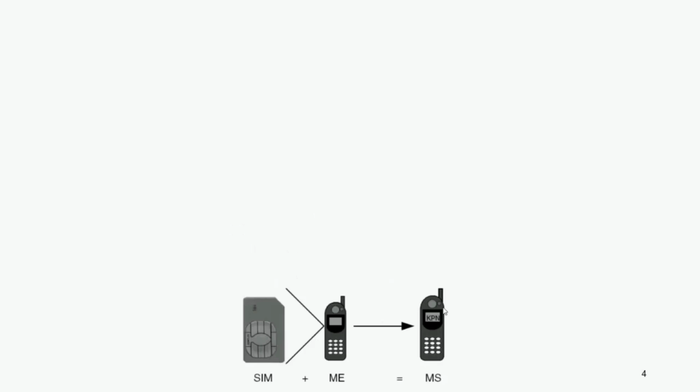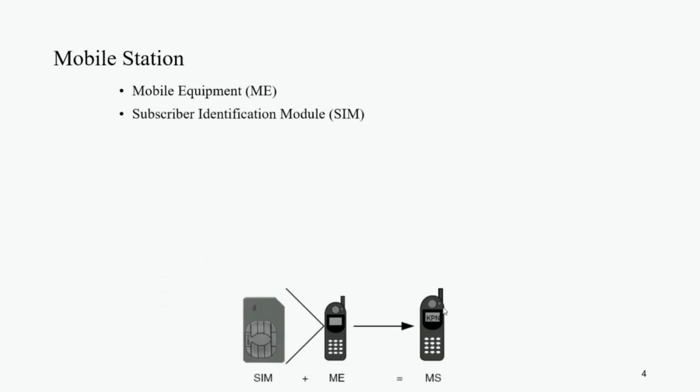Now how do we identify mobile set identity? There are two things in mobile set identity. One is mobile equipment and the other is the subscriber identification module, also called SIM. A subscriber identity is made by summing up these two identities, as you can see in this picture.